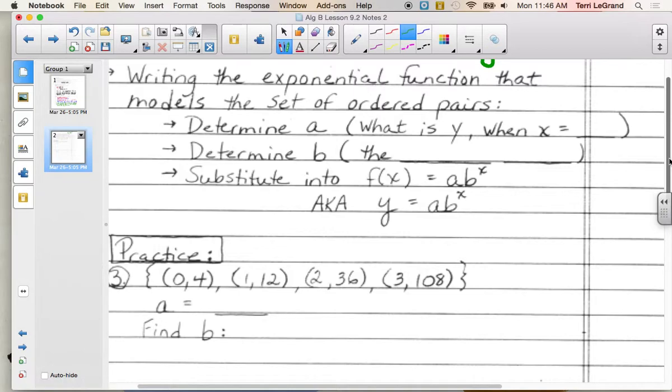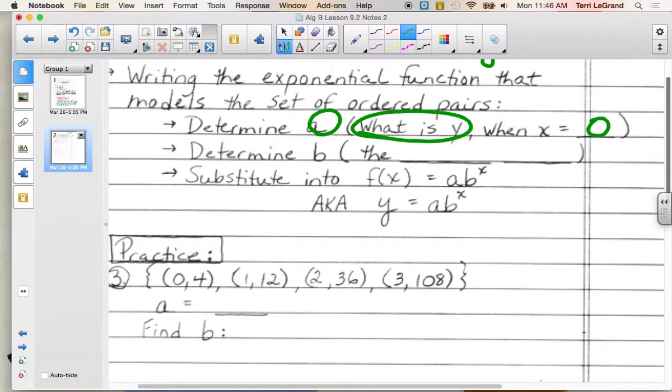So determine a. What is y? That's going to be your a value when x equals 0. That's going to be your a right there. What is y when x equals 0? What's your starting value? And the start is when x equals 0.